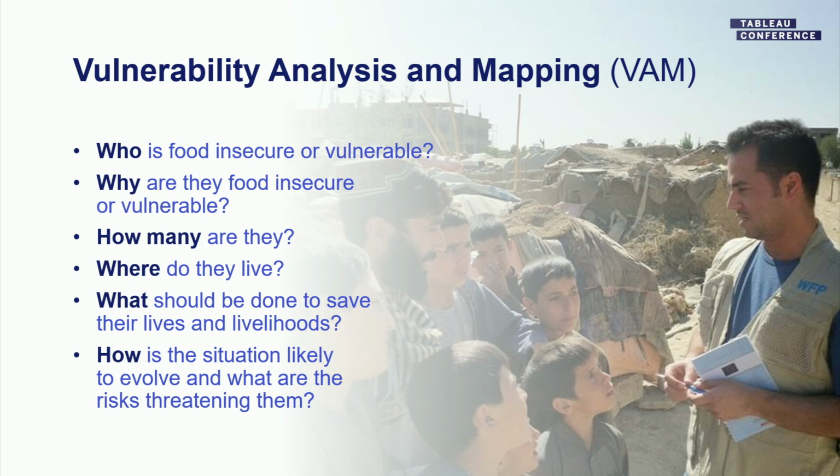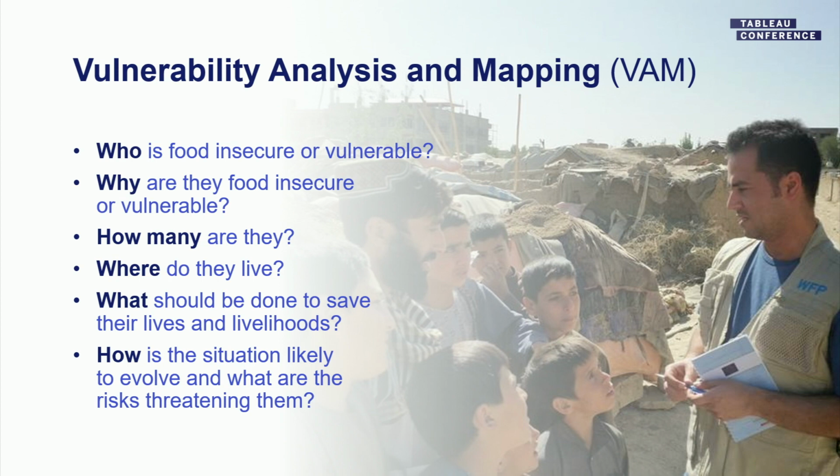So before intervening in a country, WFP has to understand a few things about the food security situation on the ground. Being food secure means that there is available access at all times to sufficient, safe, and nutritious food in order to maintain a healthy and active life.